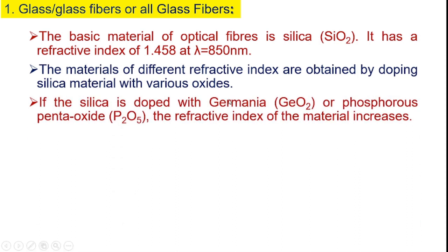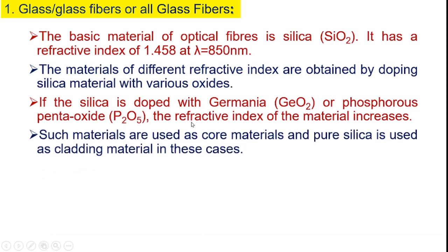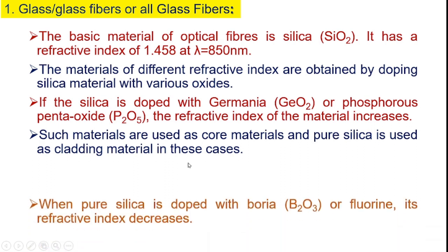If the silica is doped with germanium oxide or phosphorus pentaoxide, the refractive index of material increases. सिलिका को यदि हम जर्मेनिया या फिर फास्फोरस पेंटाऑक्साइड में डोप करें तो जो मटेरियल प्राप्त होती है उसकी रिफ्लेक्टिव इंडेक्स इंक्रीज हो जाती है. And such materials are used as core materials and pure silica is used as cladding material in these cases.